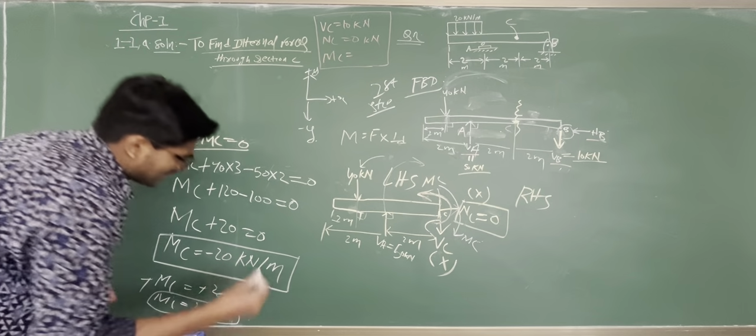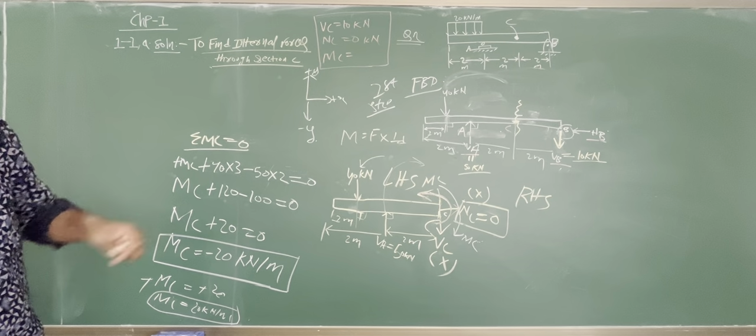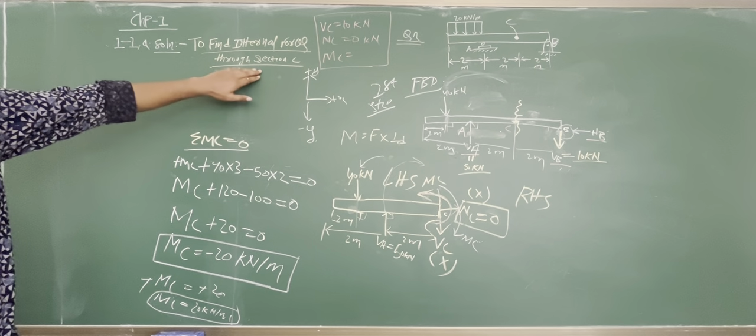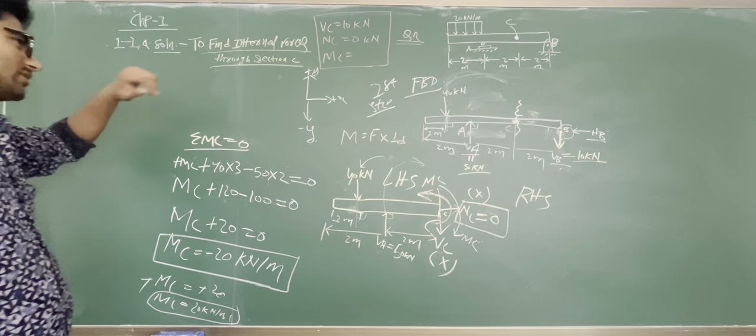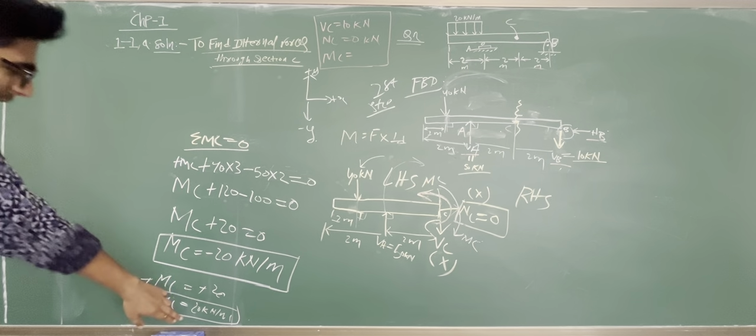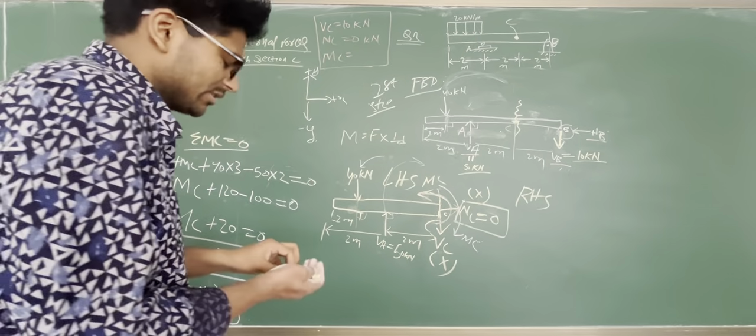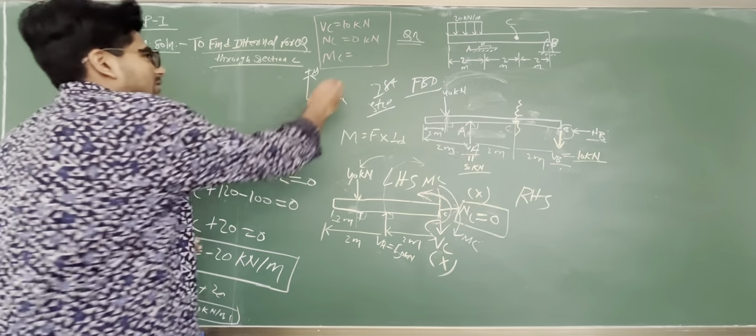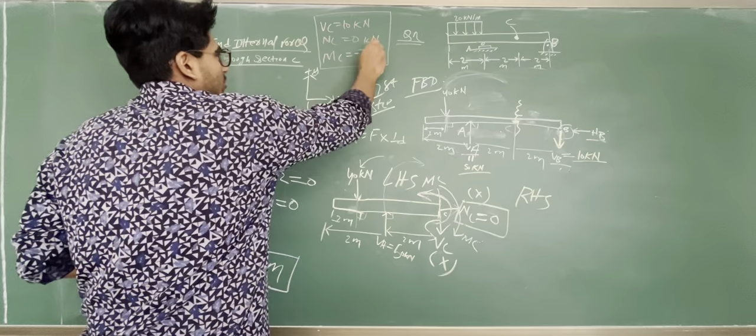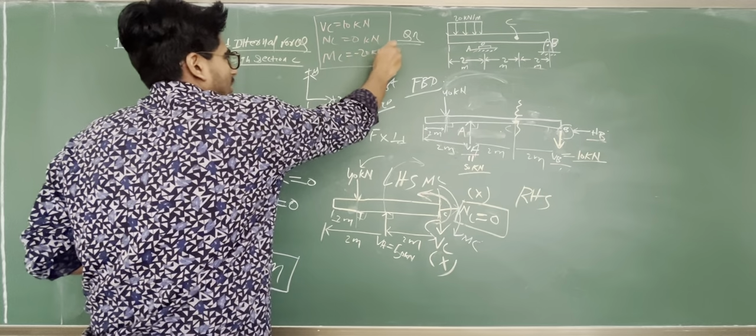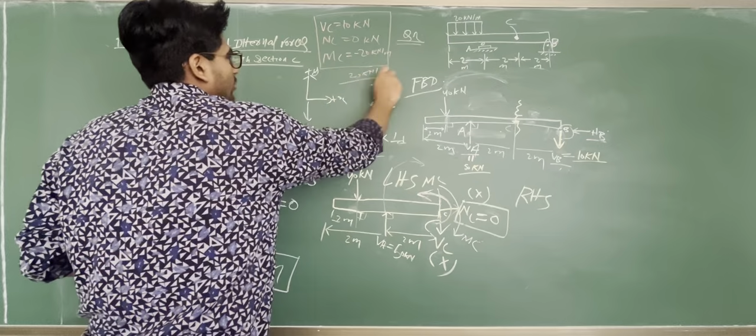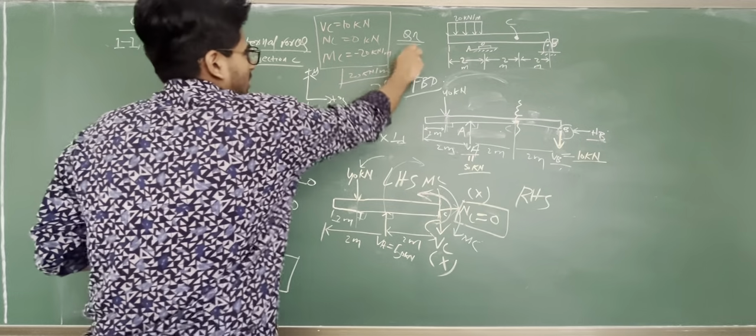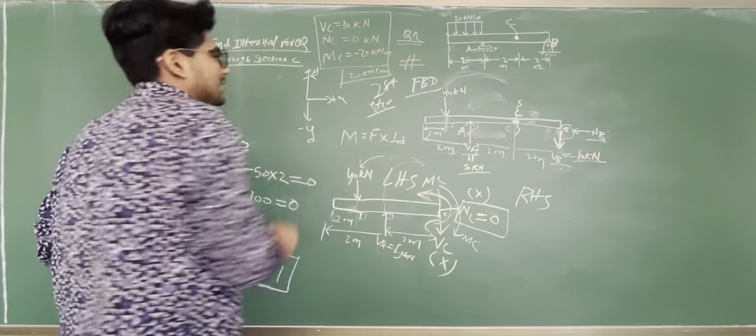So in the final answer, it does not matter. We just have to find the internal forces. The question did not say we have to consider the sign formula, so we can either write 20 kilonewton, or minus 20 kilonewton per meter, or 20 kilonewton per meter. Both are okay, no problem. And this is our final answer for this question.